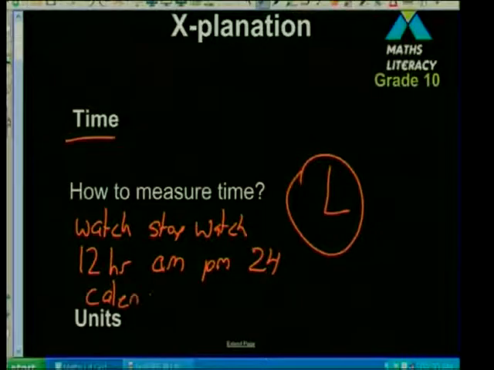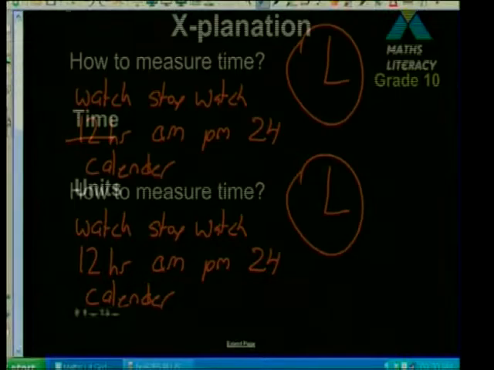There's another measurement of time. What about something like a calendar? What I'm trying to tell you is that we've got more than just time as in what is the time right now. We can use a calendar.